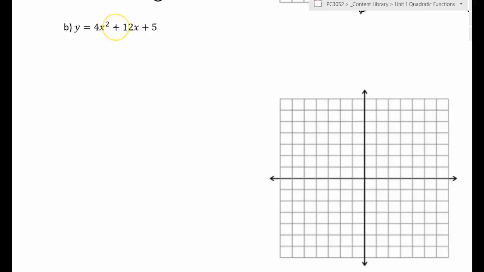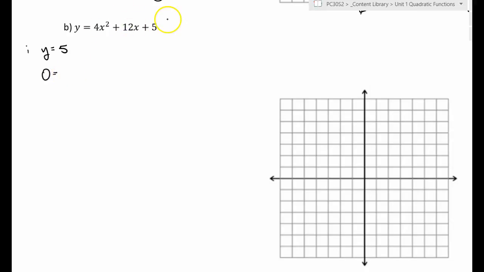So again, to walk you through this, if you are unsure, one is looking for intercepts. Well, y is going to be at +5 because it's that constant term. Okay, to solve for my x-intercepts, I'm going to try and factor this.